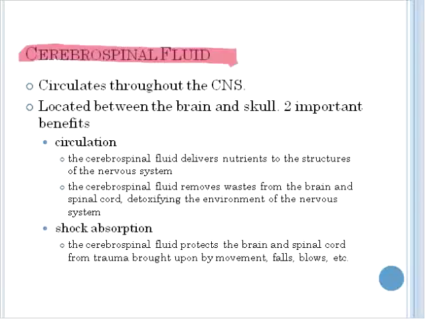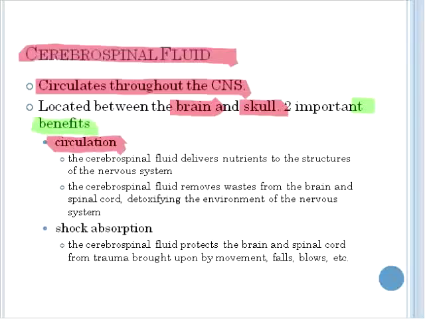As for the cerebrospinal fluid, it circulates throughout the central nervous system. It's located between the brain and the skull, and it provides two key critical benefits. Those key benefits are, firstly, circulation, and secondarily, shock absorption. In circulating, it delivers nutrients to the structures of the nervous system, and also allows for removing waste from the brain and the spinal cord. In short, detoxifying the environment, helping to purify the environment.